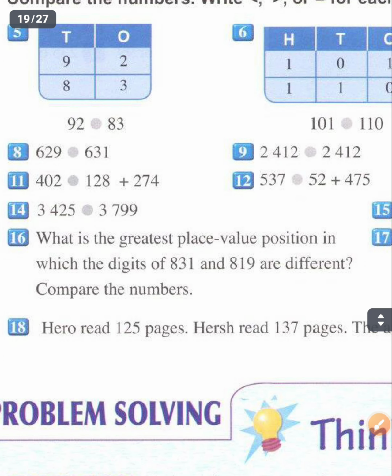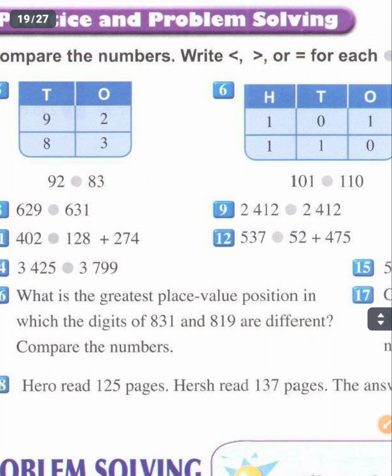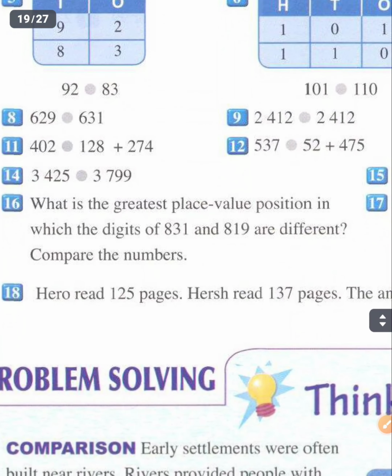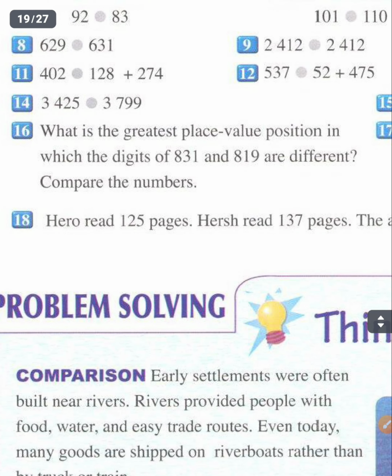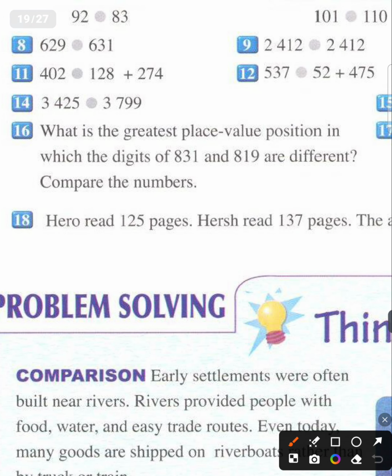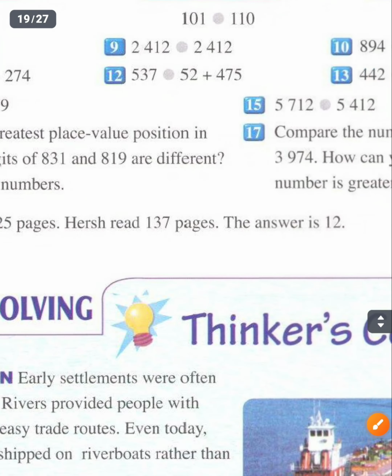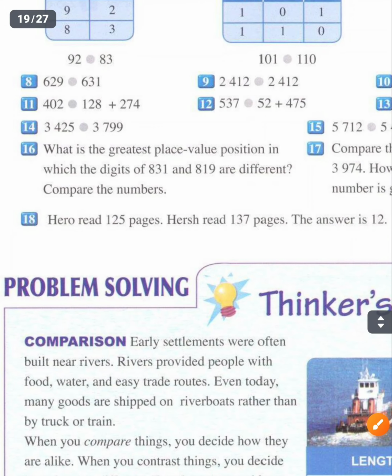Okay, what is the greatest place value position in which the digits of 831 and 819 are different? Compare the numbers. This is for homework. Please do it at home alone. And question number 18. Hero read 125 pages. Hersh read 137 pages. The answer is 12.